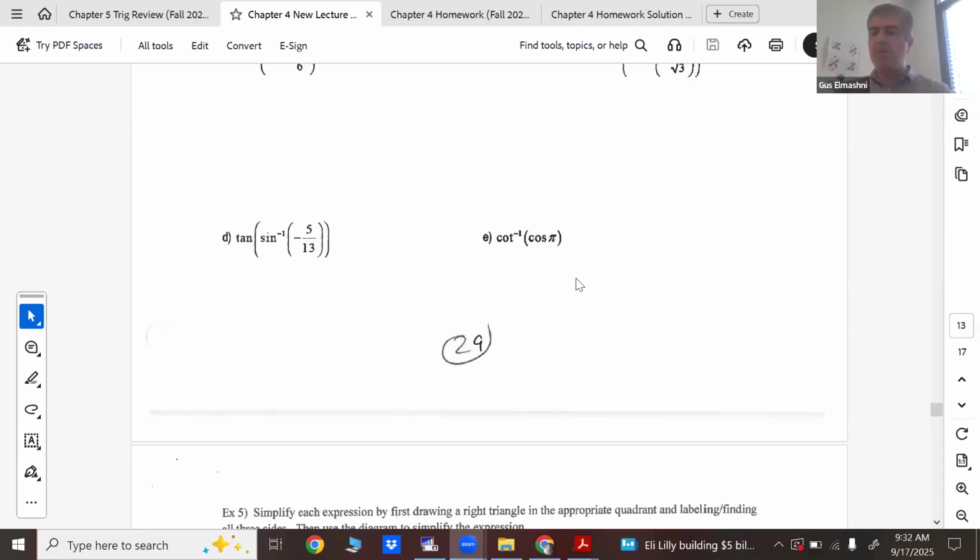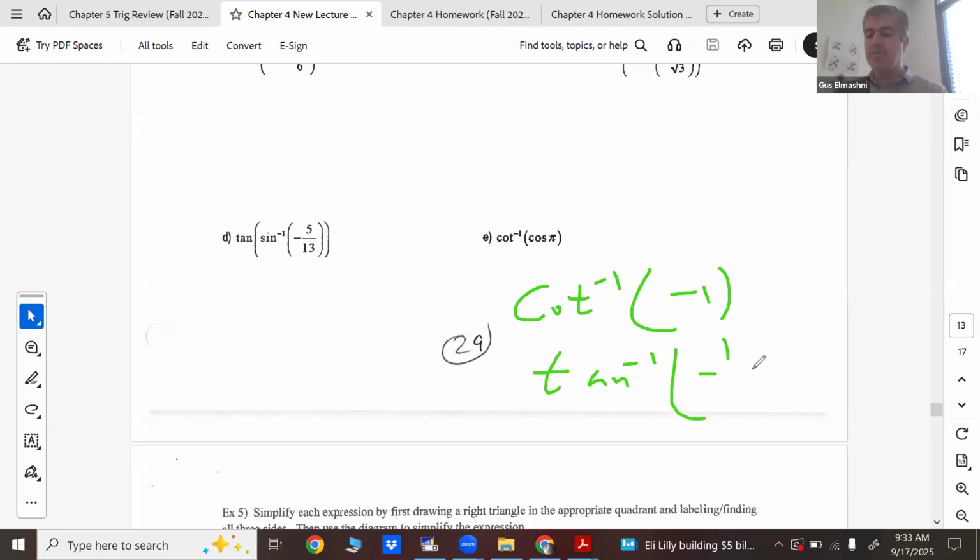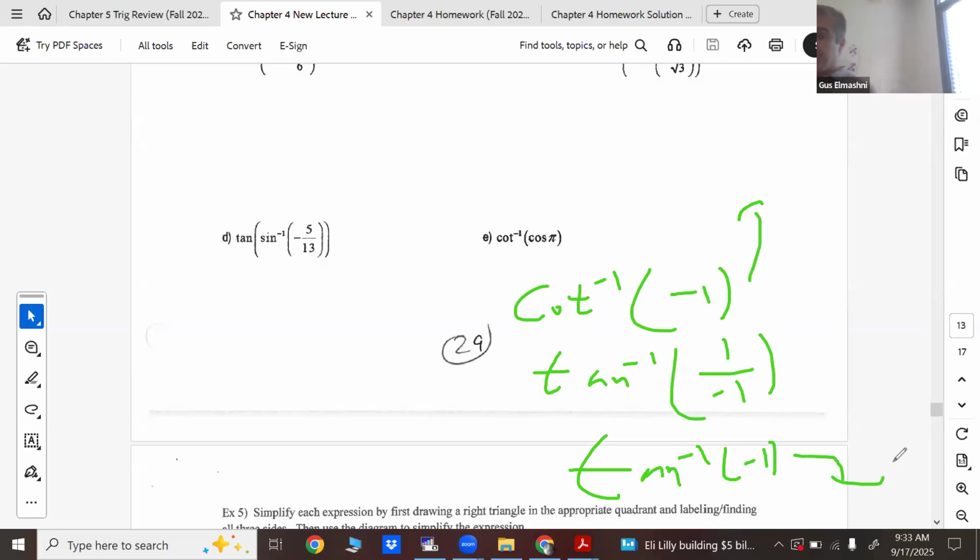Okay, so like this one here, cosine pi is -1. Then I'm doing inverse cotan of -1, which can be thought of as doing this, which of course would be back to what we have before. The problem is that each of these gives different answers from a graphical perspective.